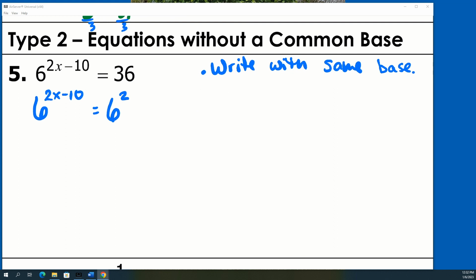And now we're ready to do what we did on the first 4. Since they're both 6, we can drop off the 6's and make it 2x minus 10 equals 2. And then just solve it. Two steps. One step is to add that 10. And then divide.